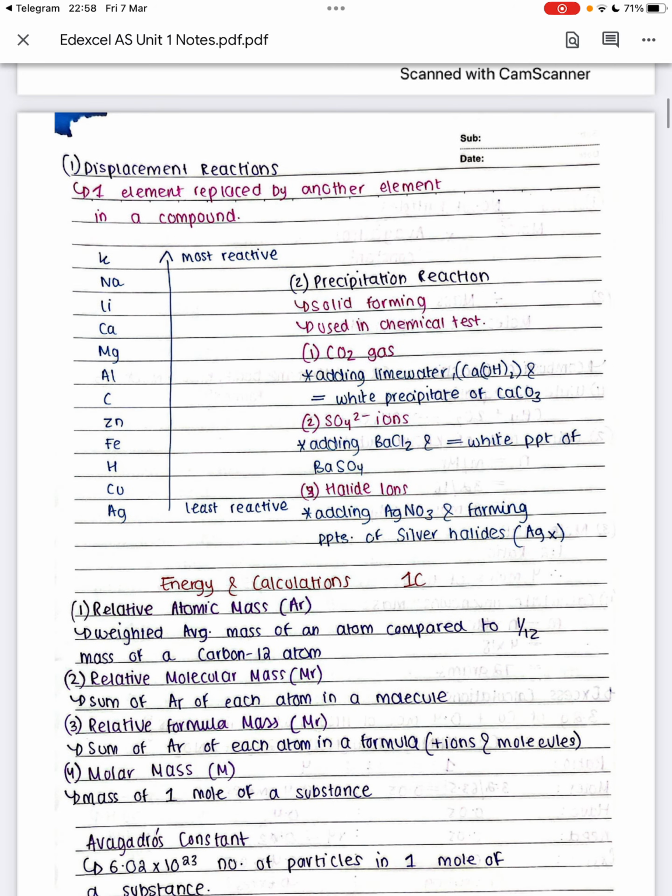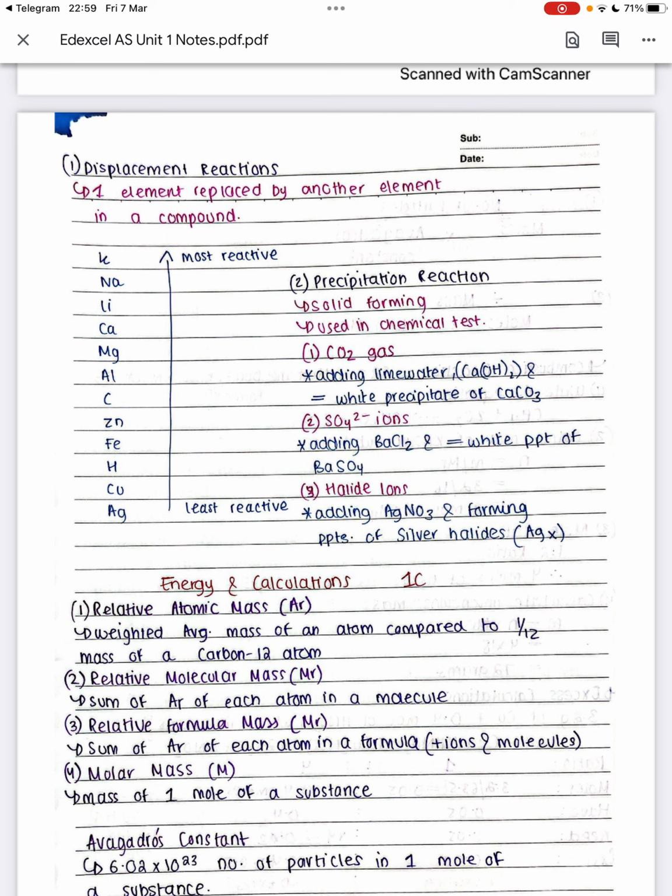Okay, what about the displacement reactions? One element is replaced by another element in a compound. Potassium, sodium, lithium, calcium, magnesium, aluminium, carbon, zinc, iron, hydrogen, copper, and gold, I think? Silver, I'm not sure.